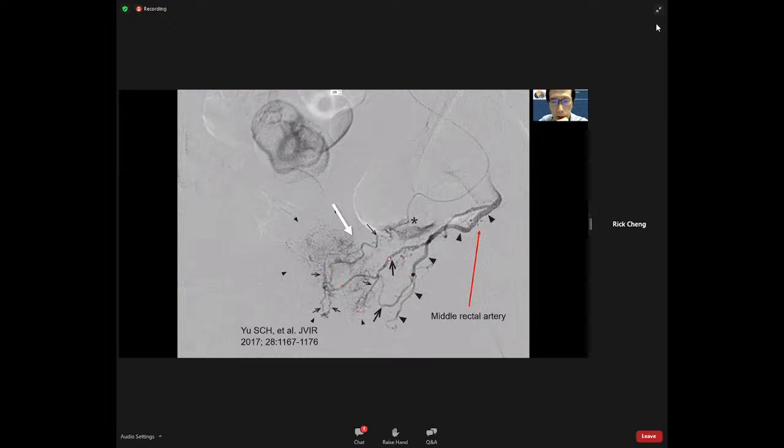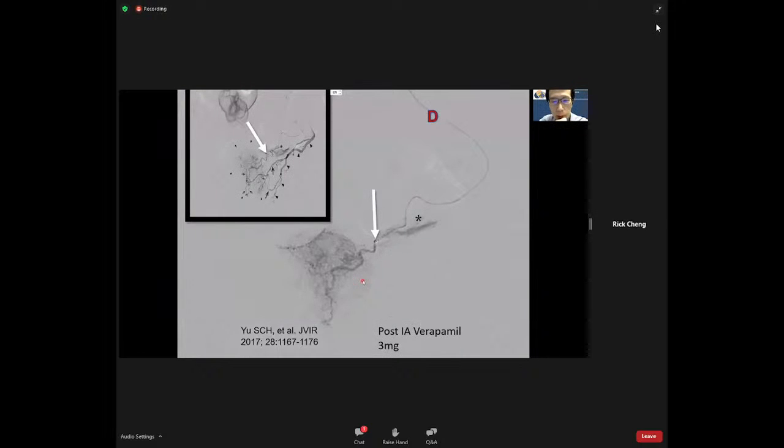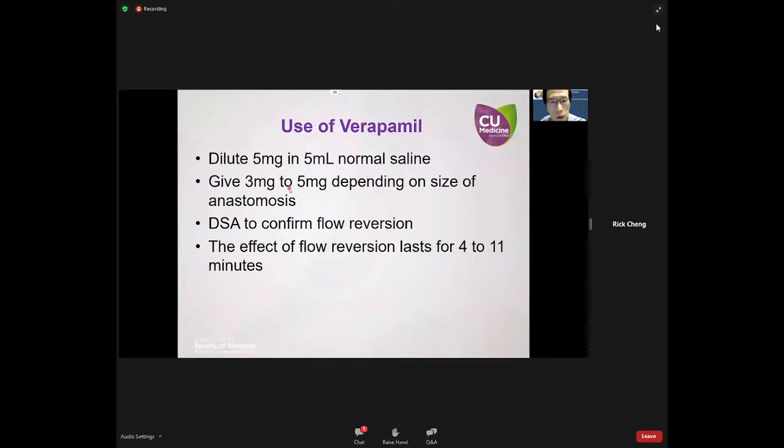And it is very difficult to do coil embolization at multiple sites like this. We don't want to go back and then do the coil embolization at different sites. So instead we give verapamil. After verapamil, 3 milligrams, you can see all these anastomosing branches are not there anymore. So we are safe to do the embolization.